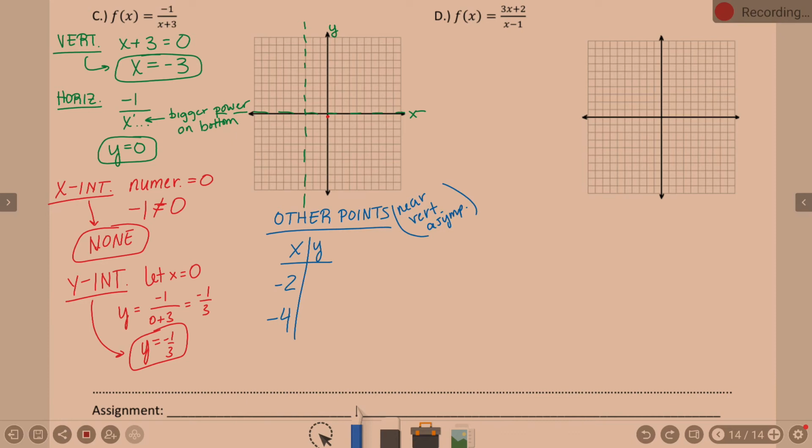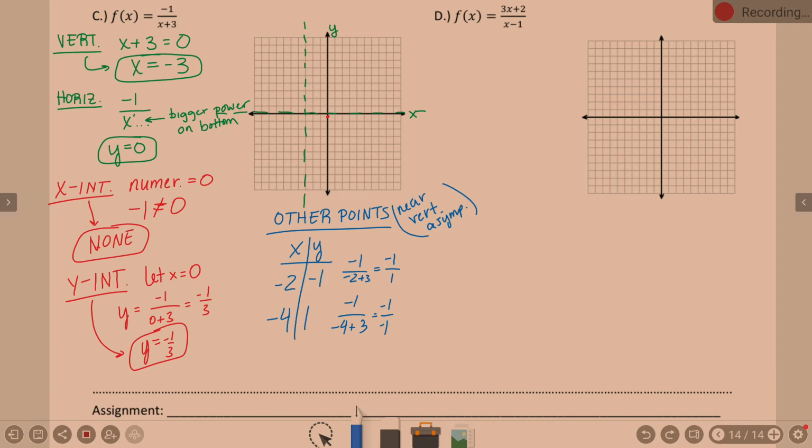So if we put in -2, -1 over -2 plus 3, -1 over 1, so -1. If we put in -4, -1 over -4 plus 3, -1 over -1, which is 1. Do those points put me in diagonal places?